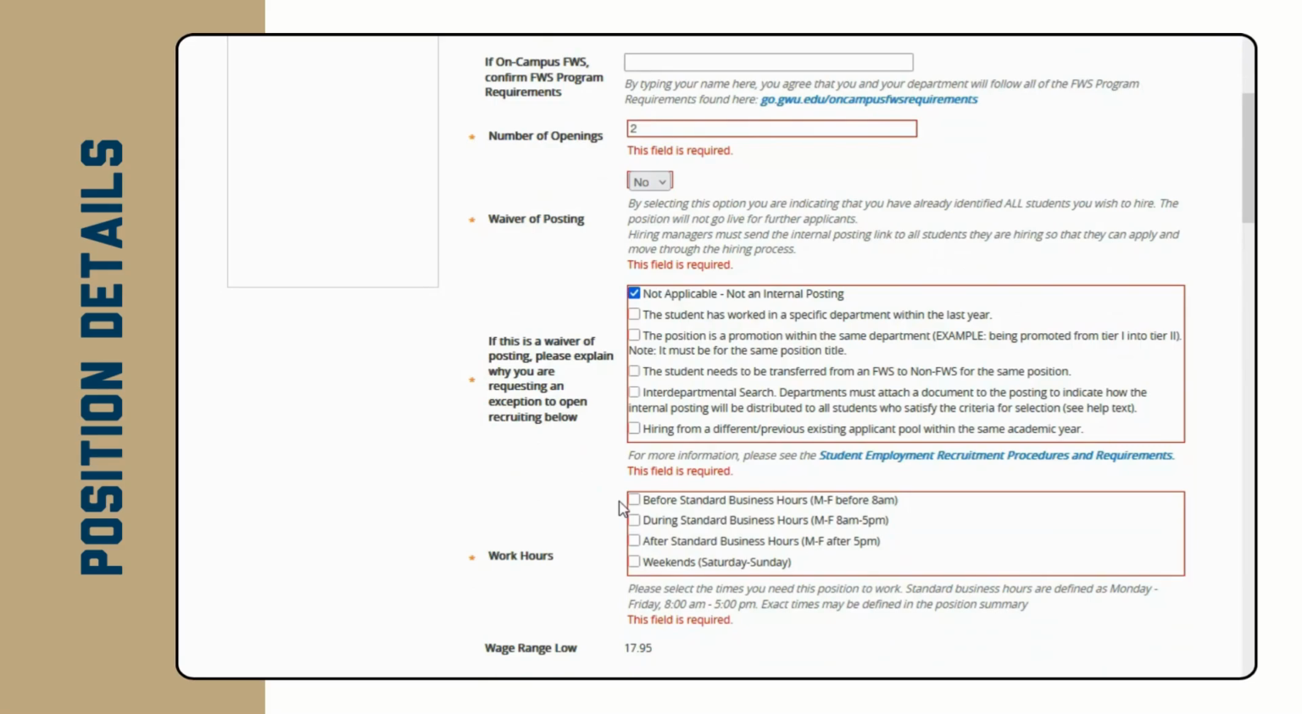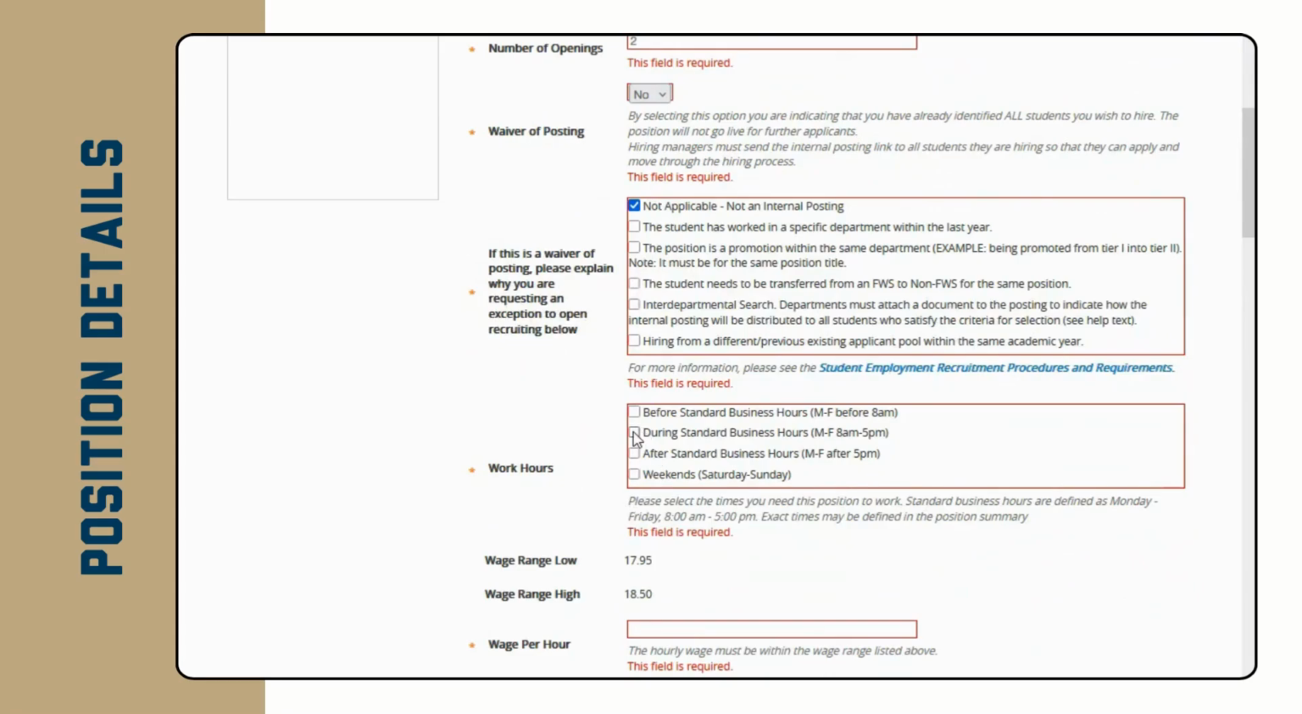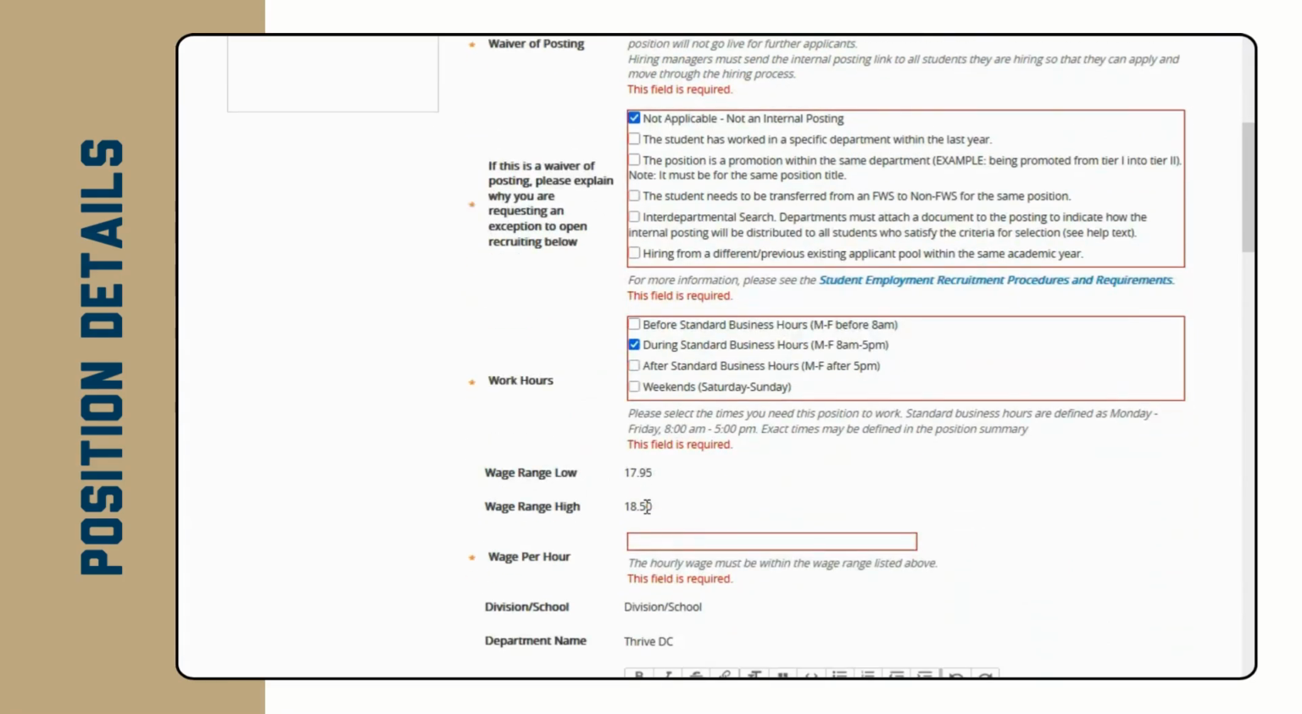For work hours, please select the times you need this position to work. Standard business hours are defined as Monday through Friday, 8 a.m. to 5 p.m. Exact times may be defined in the position summary. For wage per hour, please review the wage range low, wage range high fields for the standard wage range for this position. The wage you select for the position must fall within the standard range listed.